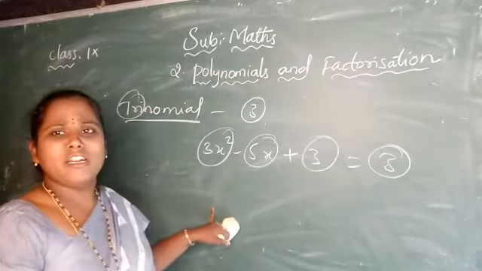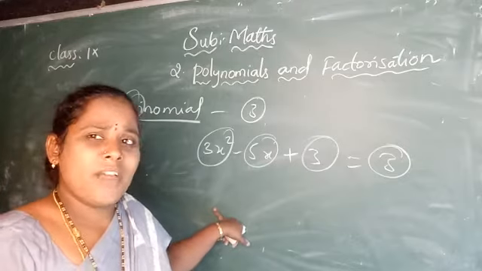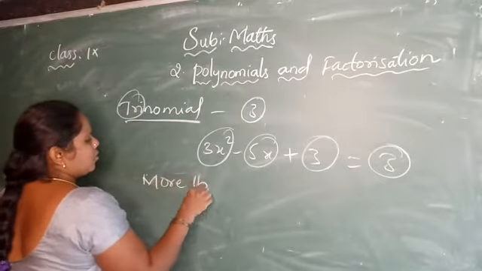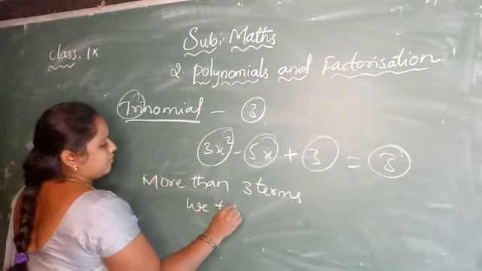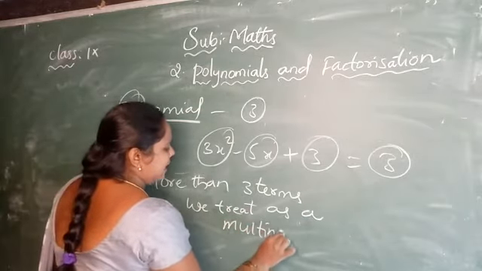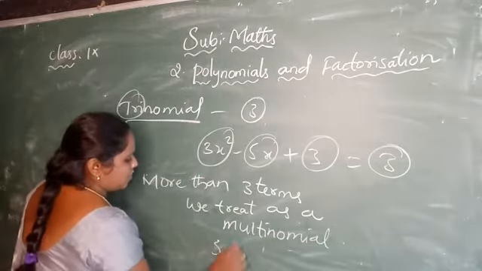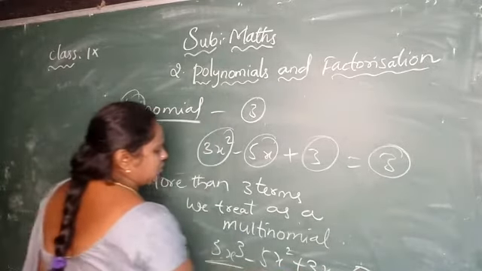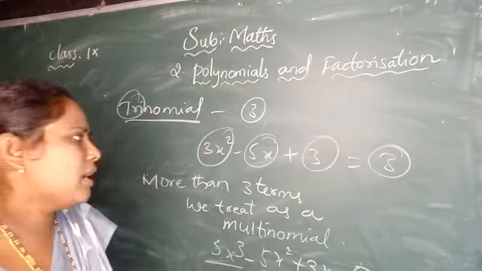You may ask a question: if 1 term is a monomial, 2 terms is a binomial, 3 terms is a trinomial, what about 4 terms, 5 terms, 6 terms? More than 3 terms, we treat as a multinomial. So clear? More than 3 terms, for example 3x cube minus 5x square plus 3x minus 5. How many terms here? 1, 2, 3, 4. So more than 3. We call it a multinomial. Okay? Clear up to here?